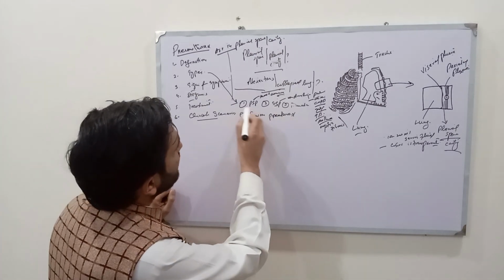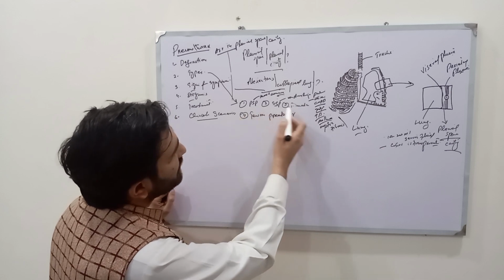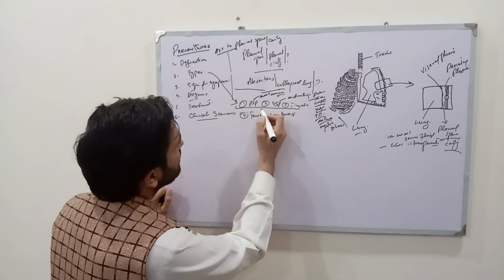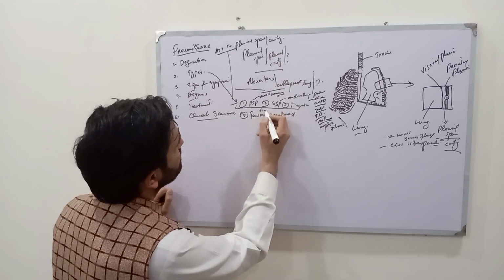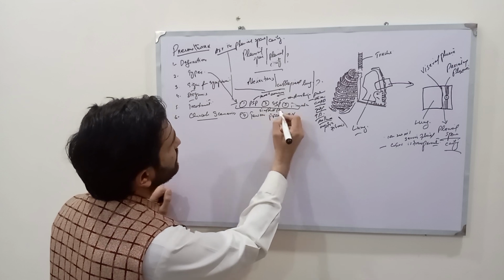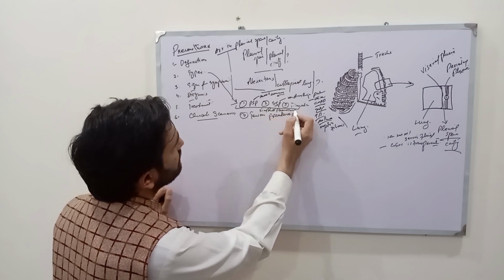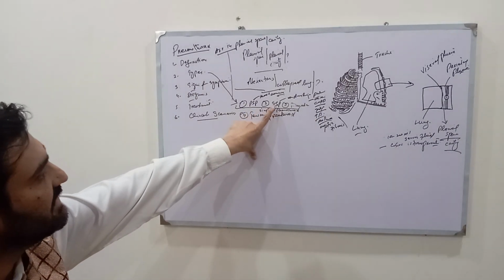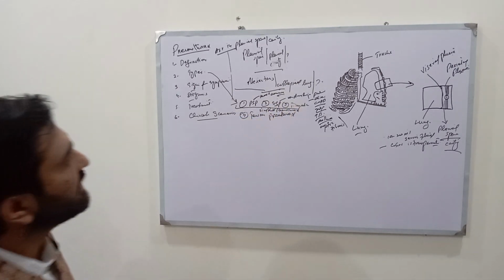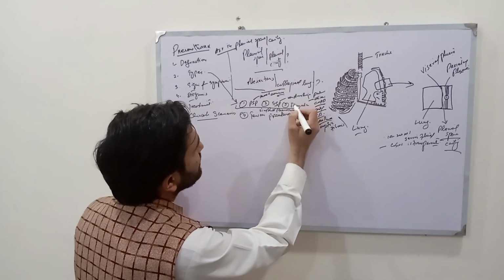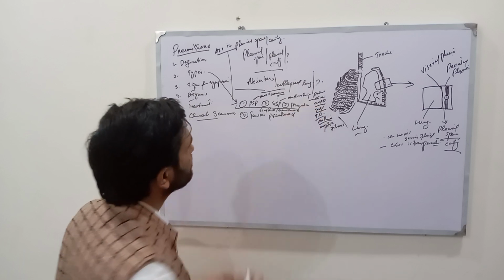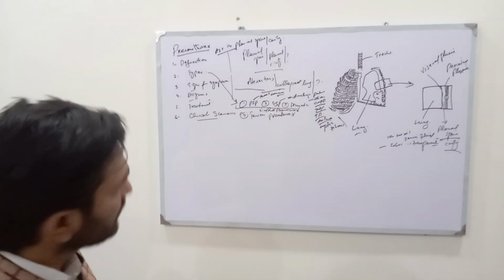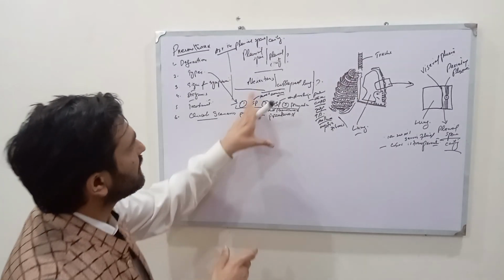These three types, primary spontaneous pneumothorax, secondary spontaneous pneumothorax, and traumatic pneumothorax, we can call simple pneumothorax. And tension pneumothorax is different from these.